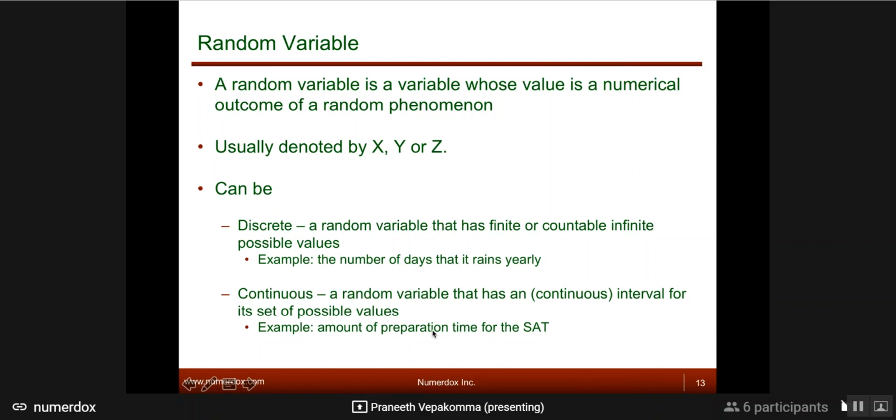Now, time is a continuous phenomenon. It's not like dice, where you can only take 6 numbers at a time. You can take whatever number you want, right? As long as it's a number. So that's a continuous random variable.